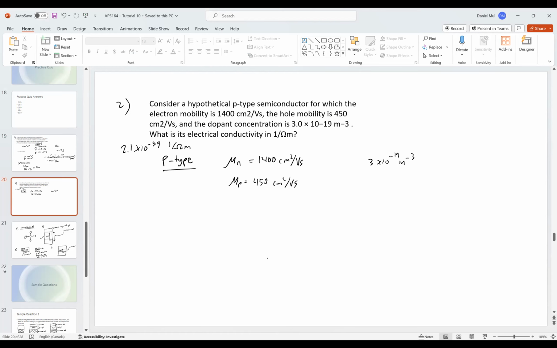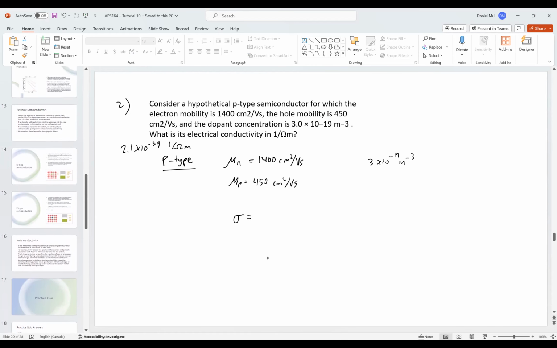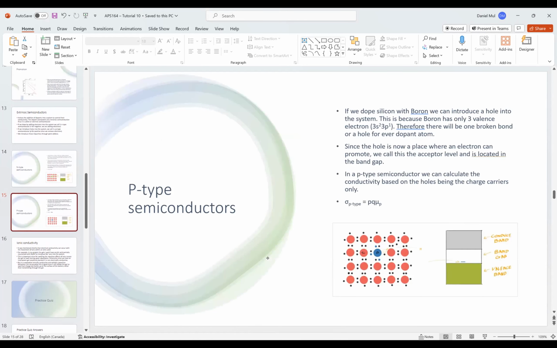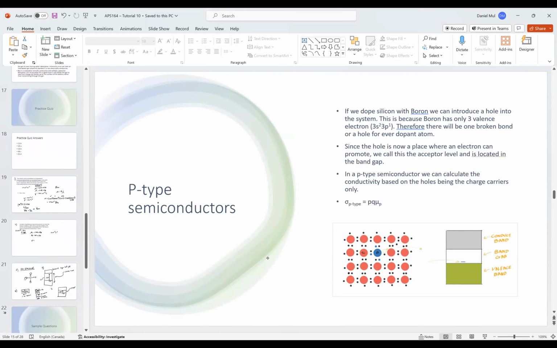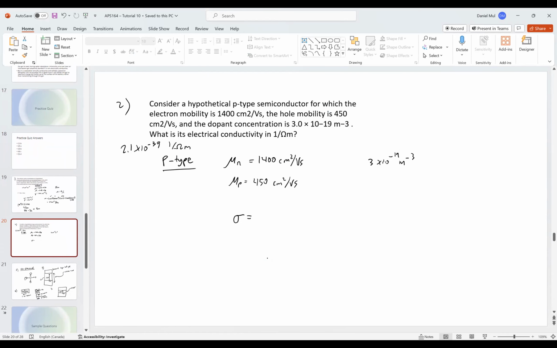Okay, so p-type, you just go back to here. We remember p-type is p q mu p. We ignored the n q mu n term because this value is a lot bigger than this value. So we just have to make sure that we convert this to meters squared per Vs.